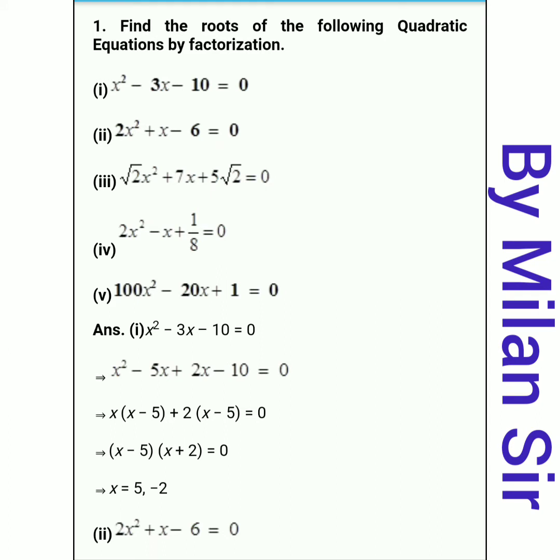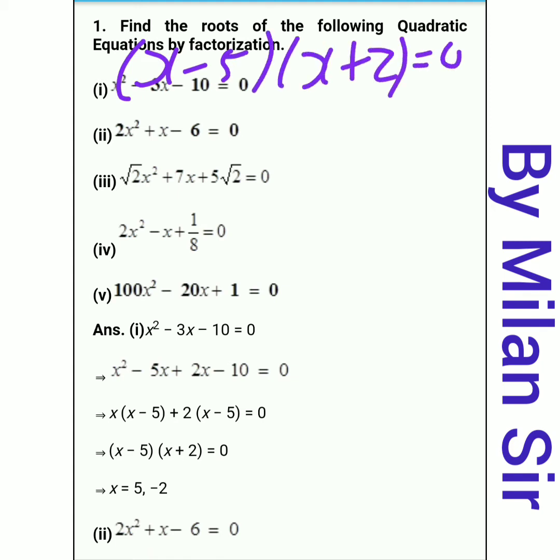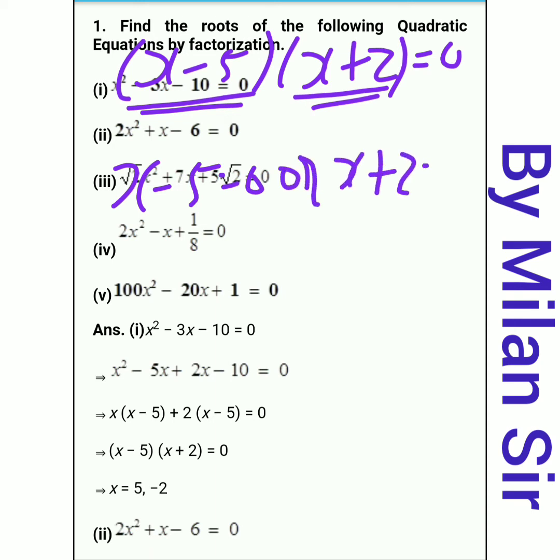Now from here we can say that (x - 5)(x + 2) = 0. Now multiplication is equal to 0, so our first bracket is equal to 0, otherwise the second bracket is equal to 0, right? So x - 5 = 0, otherwise x + 2 = 0, because if one bracket is 0, then we get the answer 0, right?